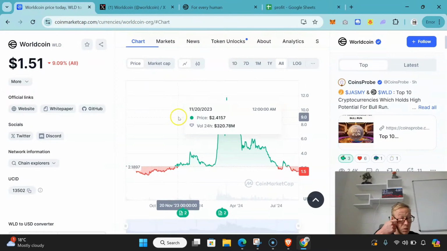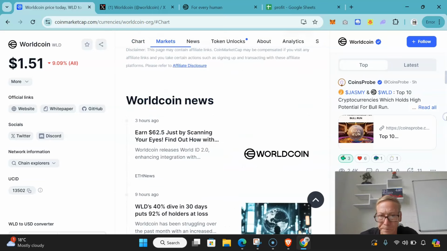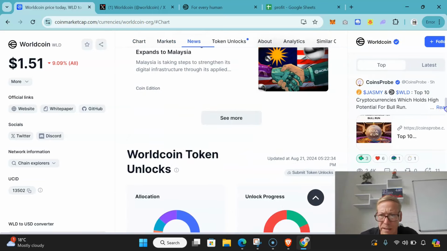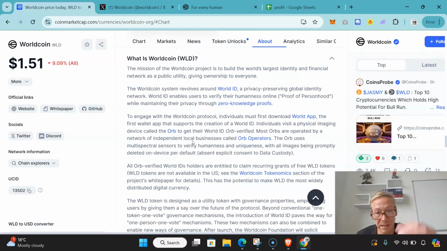Now, Worldcoin. So Worldcoin had, without question in my eyes, the most successful launch of all time. I mean, it was incredibly impressive how many people they got to participate. Now, the idea, reportedly anyway, is that it aims to build the world's largest identity and financial network as a public utility, giving ownership to everyone. The Worldcoin system revolves around WorldID, which is a privacy-preserving, apparently, global identity network. WorldID enables users to verify their humanness online while maintaining their privacy through zero-knowledge proofs.